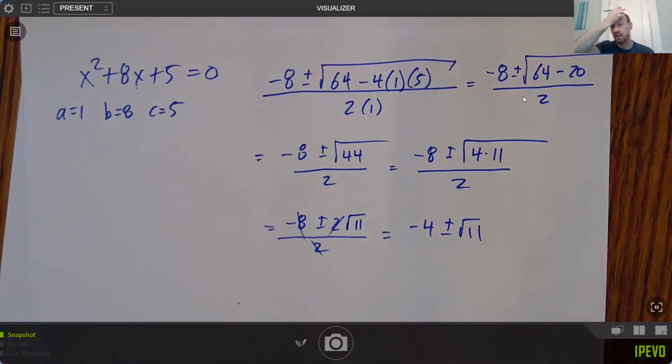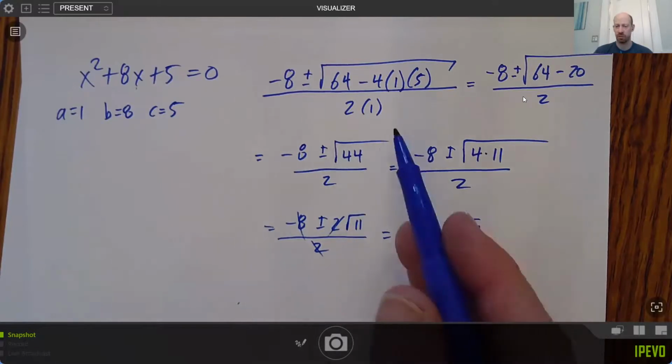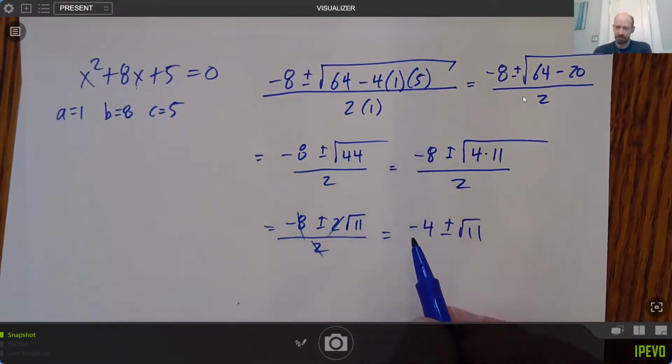The other great thing about completing the square and the quadratic formula is that they can solve any quadratic. Not just if it factors or if it can be written this way, but any quadratic you can solve with the quadratic formula. It's not always the best method because we have all this extra work to do, but many times it is the only method.